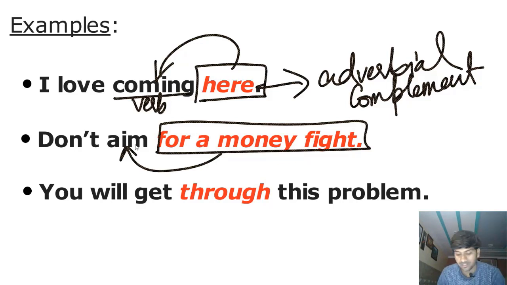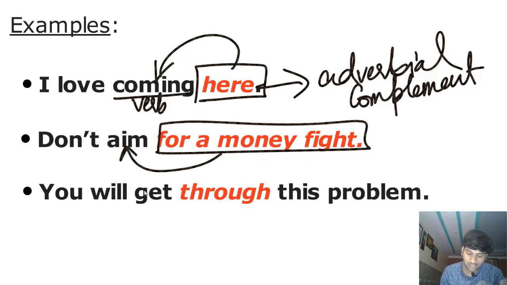It's an adverbial, because it modifies the verb, working as an adverb, right? It's not a regular adverb, it's an adverbial prepositional phrase working as an adverbial, and since it's completing the meaning of the verb aim, it's working as an adverbial complement. Don't aim at something, don't aim for something. So what comes after aim is generally an adverbial complement.